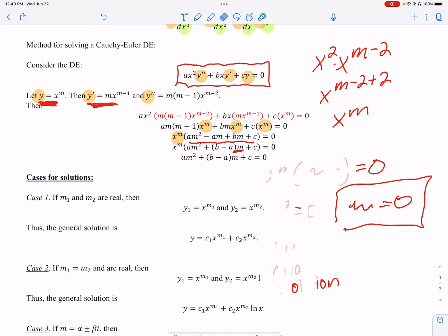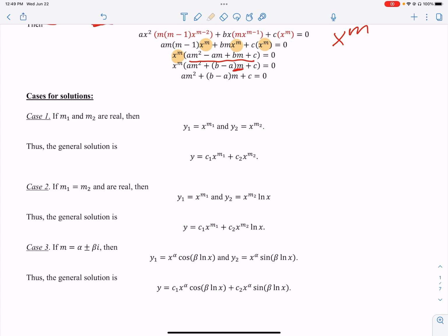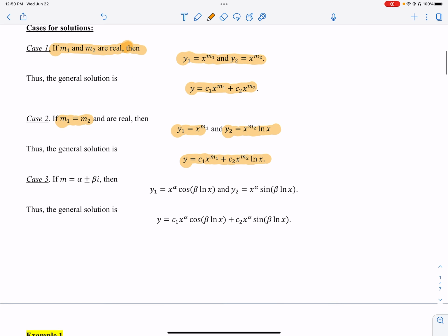Now, we have different cases just like in the other method. If our roots are real, then my solution is x to the first root and x to the second root, and then we get our general solution by putting constants in front, just like the other method. If m1 equals m2, meaning we have repeated roots, I get x to the m1, and then for the other root I get x to the m2, but I put a ln x in. I create my general solution the same way. They're just new rules. We're not going to go into the theory of why these are true. We're just going to trust it.